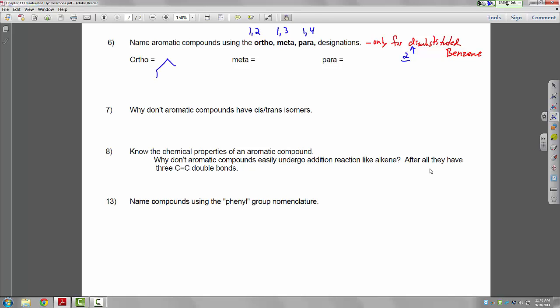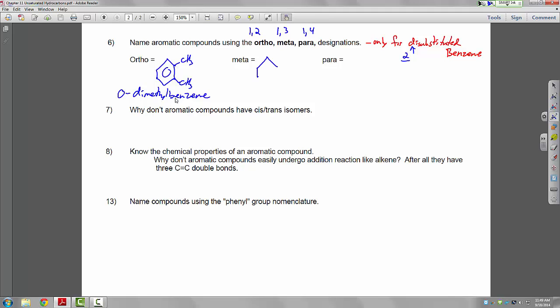So ortho could be like this. This is ortho dimethyl benzene. I'm just going to put an O here for ortho. Notice up above we talked about toluene as having a methyl group. Now we can't name this a toluene because it has two methyl groups. There's actually another name for this. It's called a xylene, but I'm not going to ask you to know that. So we would call it instead dimethyl benzene.